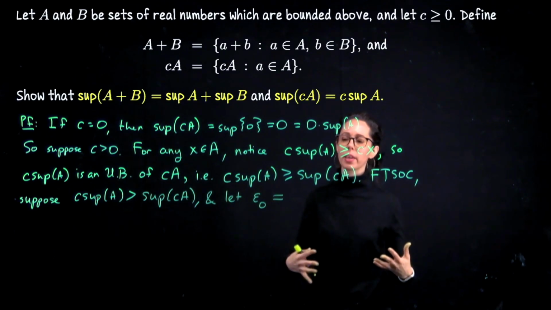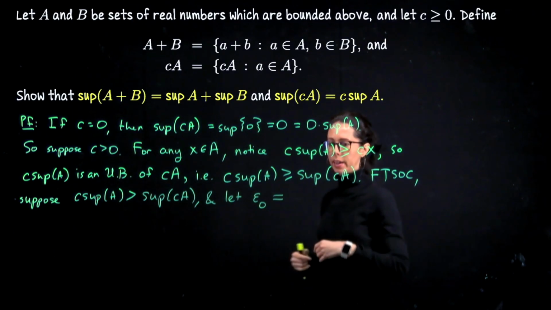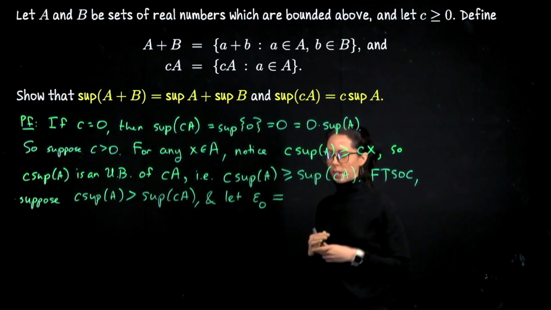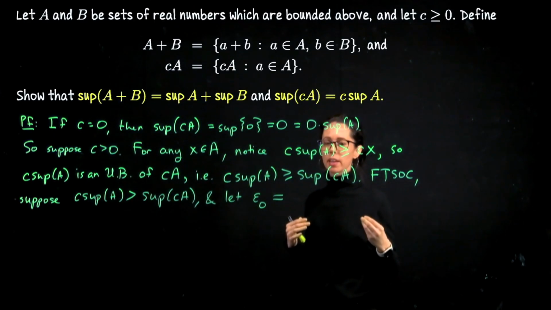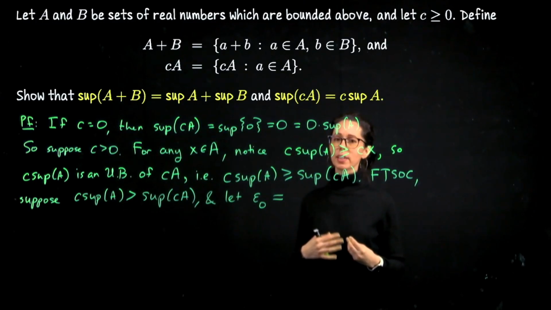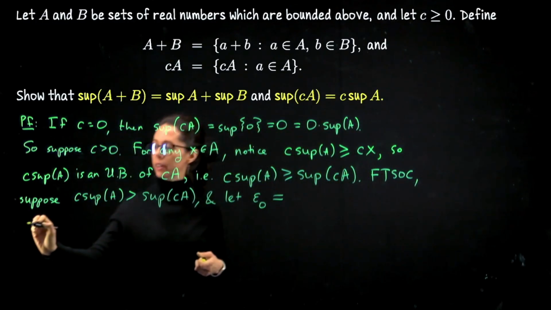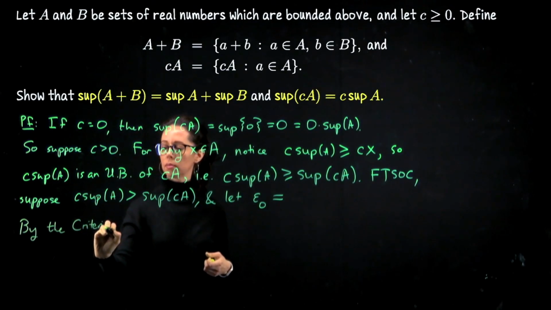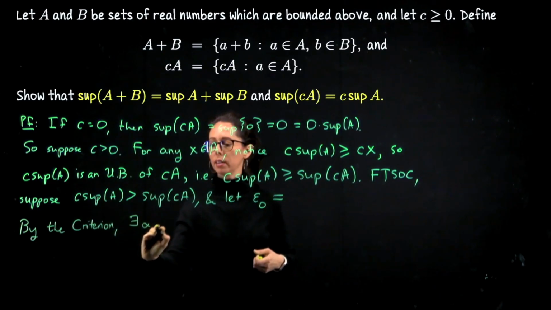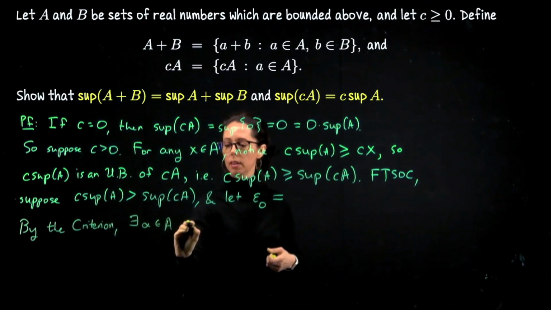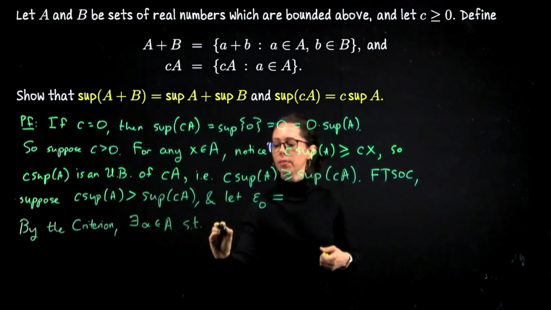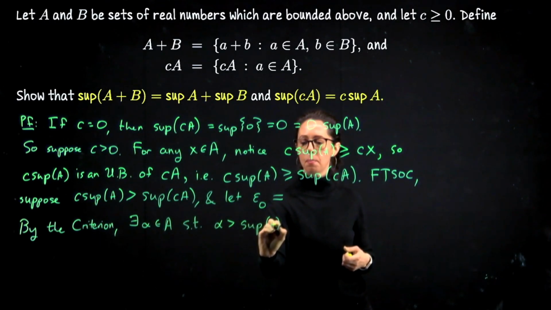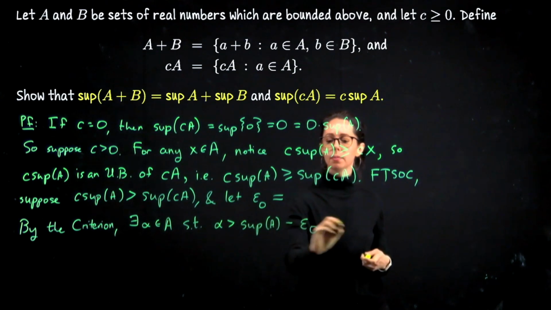So let's see what algebra is necessary over here on the right-hand side. So then, okay, what did we do last time? We defined the special epsilon, and then we went back to the original set and applied the criterion to the original set. So by the criterion, there exists an alpha in A so that alpha is greater than the sup of A minus the special value of epsilon.